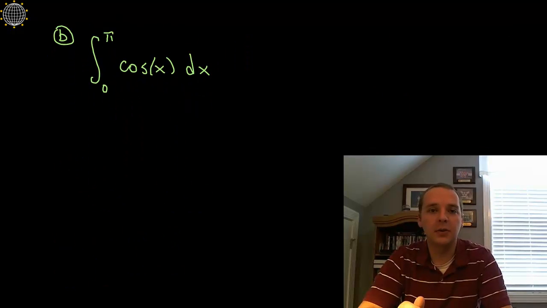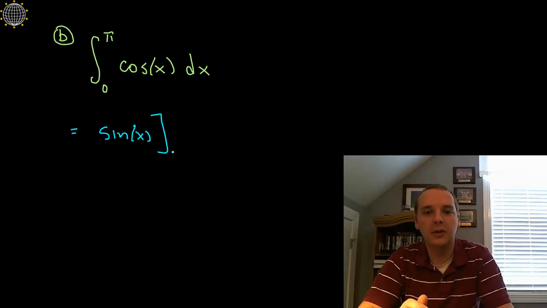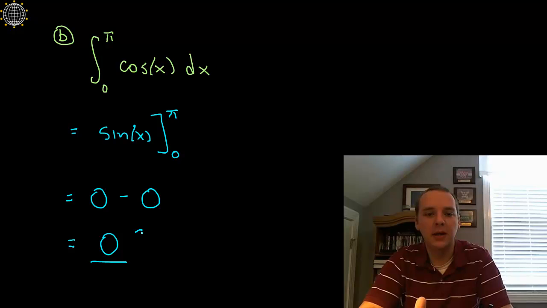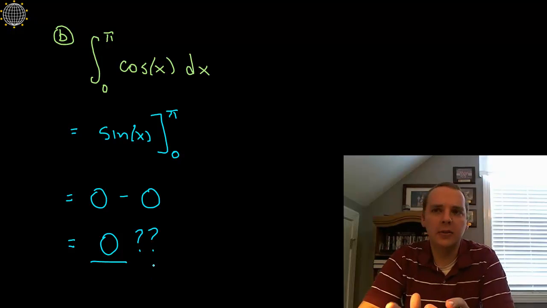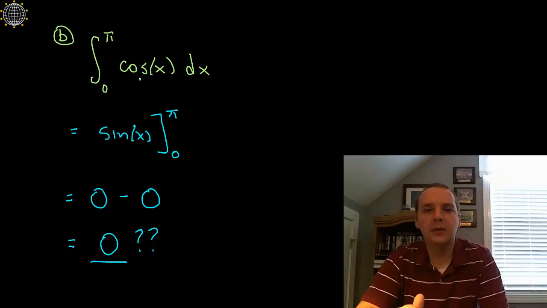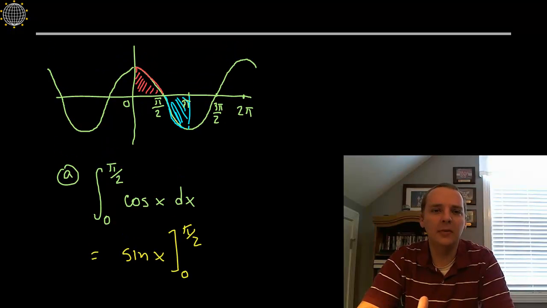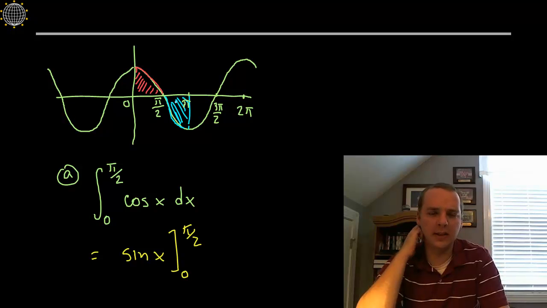So here we go. Same antiderivative. It was the sine function. Bracket with a 0 and a pi. Sine of pi on the unit circle is 0. Sine of 0 on the unit circle is 0. And 0 minus 0 gives you 0. Now this is a weird answer because I thought that this was supposed to give you the area under the curve, and clearly there was lots of area, right? And area can't be negative. And so what happened to all this area here? What was it that went on?